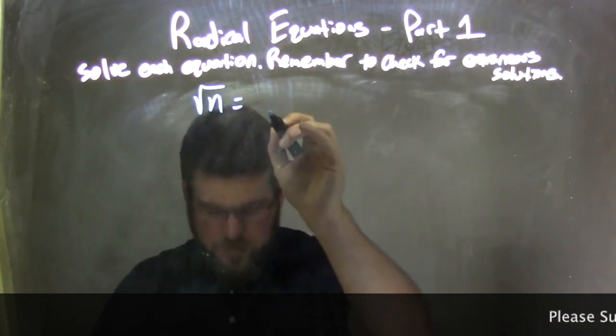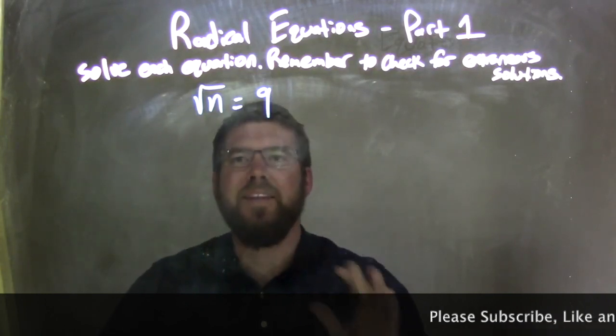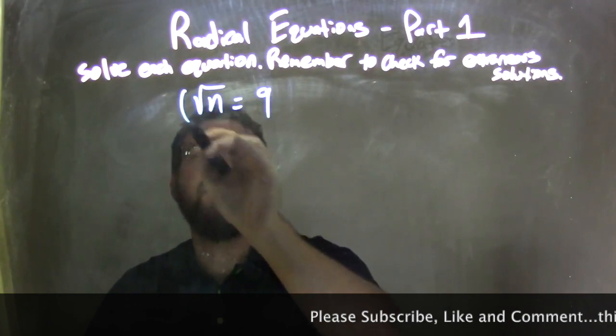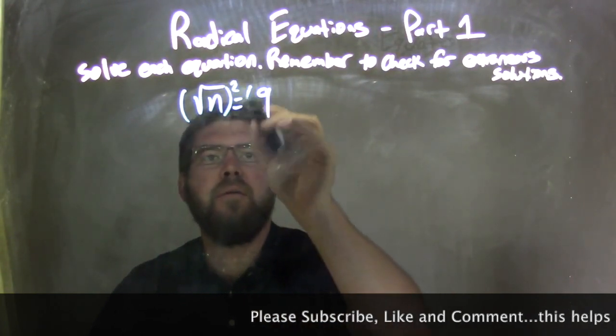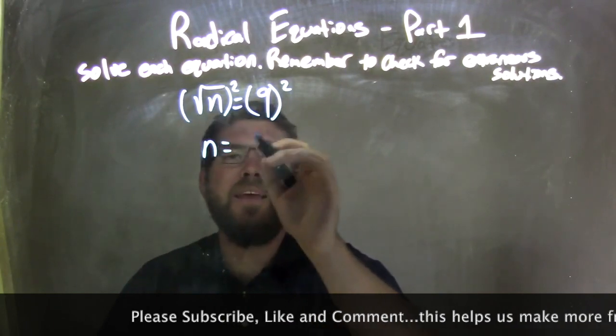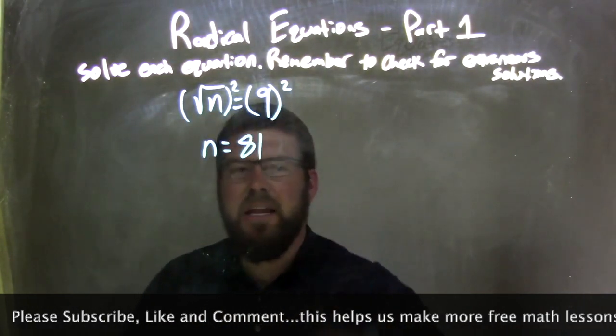Of n equals 9. Well, my first step is to eliminate the square root by squaring both sides. So to do that, I square both sides here, leaving me with just an n on the left, which eliminates that square root, equals 9 squared, which is 81. So that's it. N equals 81.